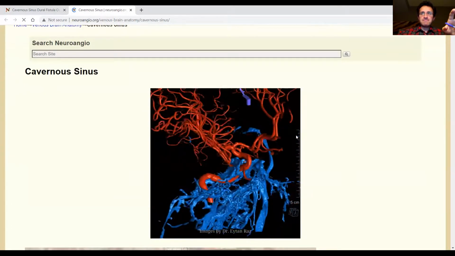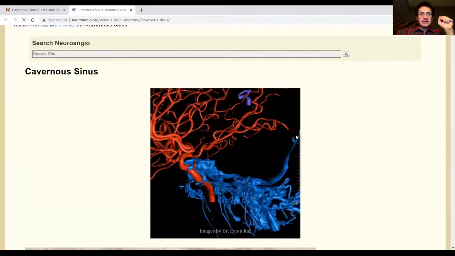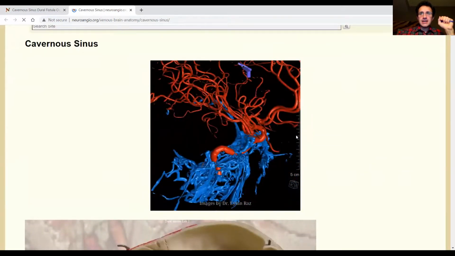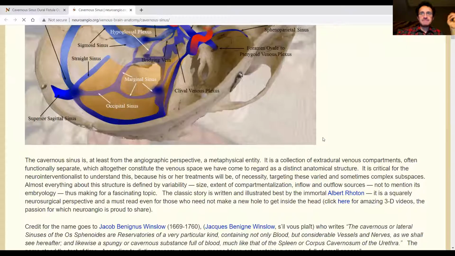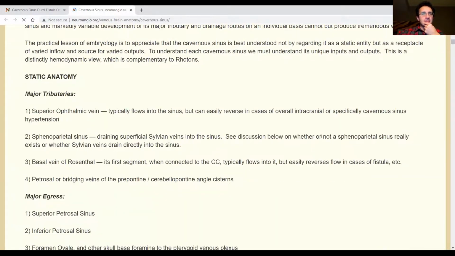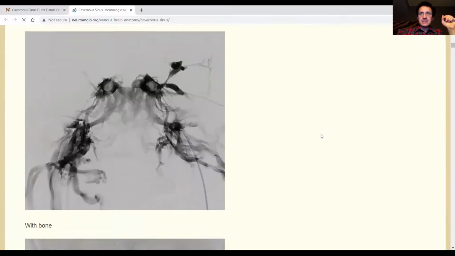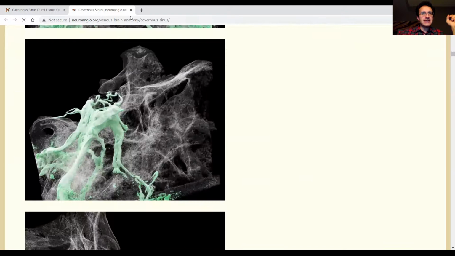This page has taken a lot of time to put together. Some amazing pictures there. A lot of them are done by Eitan Raz again. And it's not just art. It's not just beautiful pictures, though I think a lot of our field is art. But it's a ton of anatomy. It's great stuff. So if you have time, study this page. There's a lot on this page.